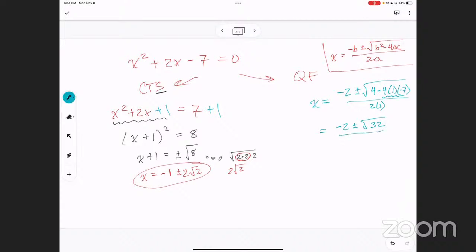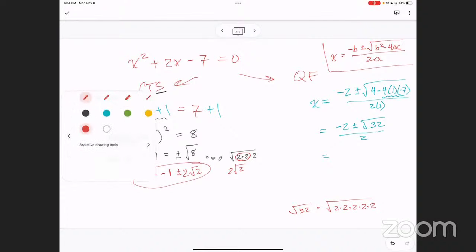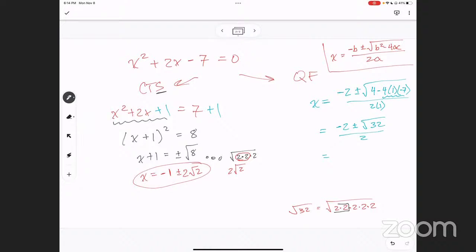Okay. And now the problem is we're not done yet. Remember what 32 is? Let me do this to the side here. Remember we talked about this before? The square root of 32 is like the square root of 2 times 2 times 2 times 2 times 2. Right? So 2 of them come out and another 2 of them come out. So what does this equal? 4 root 2. So this is -2 plus or minus 4 root 2 all over 2.